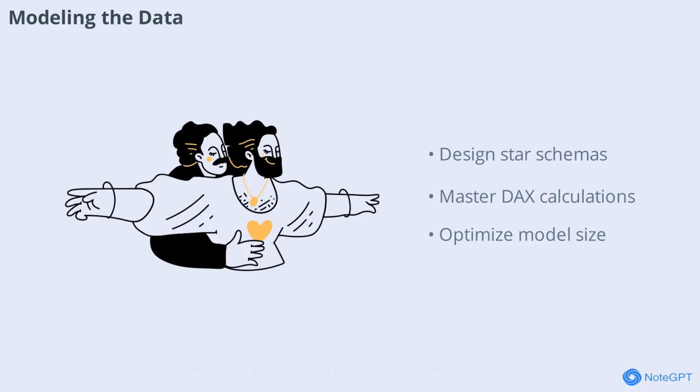Once your data is prepared, the next step is modeling. A robust data model is the backbone of accurate reporting and high performance in Power BI. In this scene, we explore relationship design, including creating star schemas, managing one-to-many cardinality, and setting filter directions.